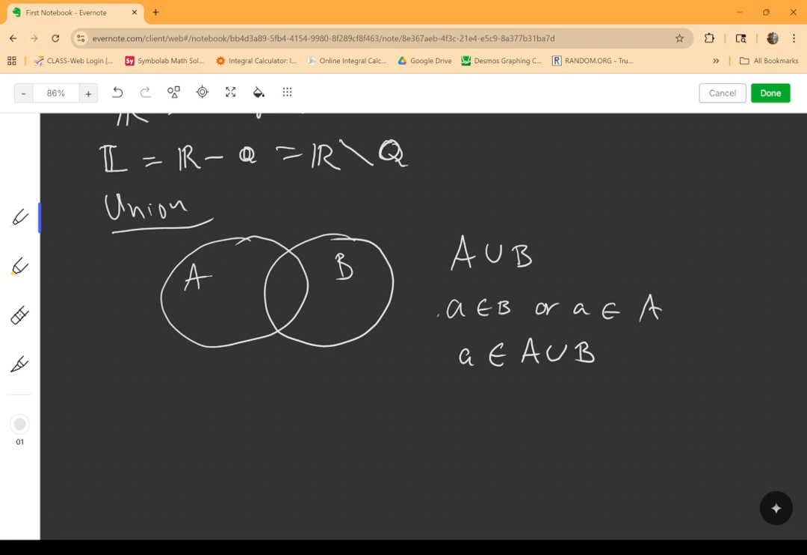We can think of the union that combines the rational and the irrational numbers. That would be the real numbers.